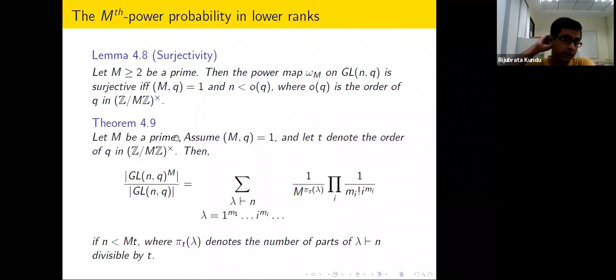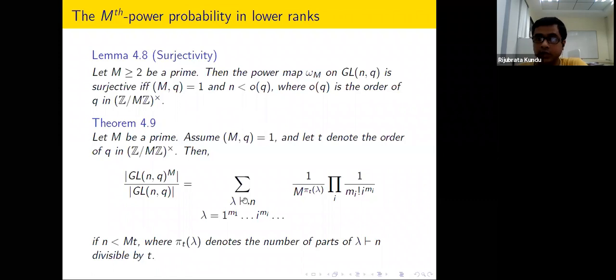Okay, now here is a theorem. This theorem talks about how we could find the explicit value of this proportion for certain lower rank cases. So this is how this value looks. Let me read it out. Let m be a prime and assume gcd(m, q) equals 1, and let t denote the order of q in (Z/mZ)*. Then this proportion of mth power elements, the size of GL_n(q)^m divided by the size of GL_n(q), is given by this sum-product formula: a summation running over all partitions lambda of n, written in the power notation here, of 1/m to the power pi_t(lambda), over the product over i of i to the power m_i times m_i factorial. But what is this term pi_t(lambda)? pi_t(lambda) denotes the number of parts of lambda divisible by t. And this equality holds in a lower rank case where n is less than mt.